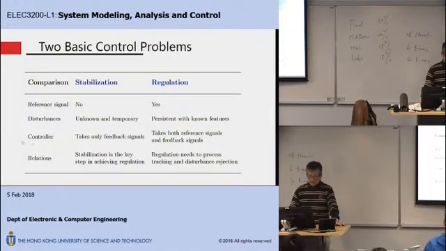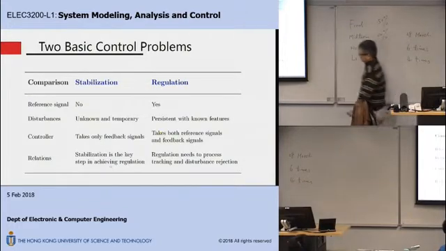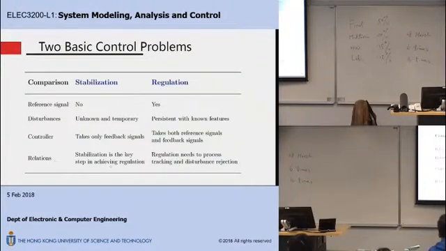So the most important difference in the controller due to the presence of a reference signal is that in the first problem, the stabilization problem, the controller only takes the feedback signal. In the regulation problem, the controller takes both signals, the reference signal and the feedback signal. So that's why this controller is called a two-dimensional feedback controller.